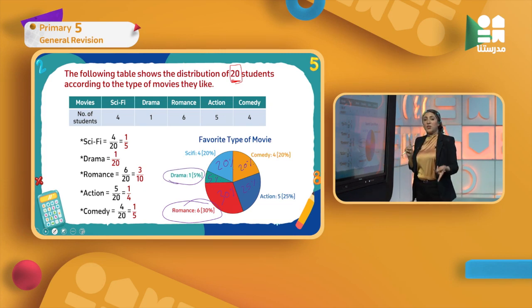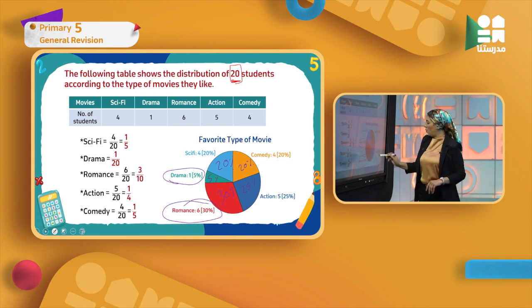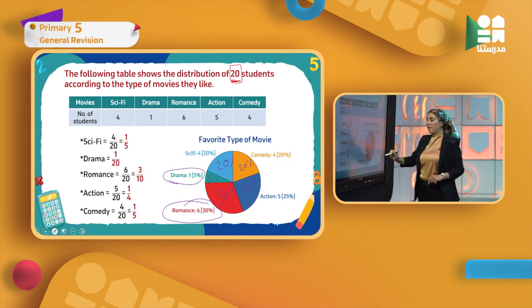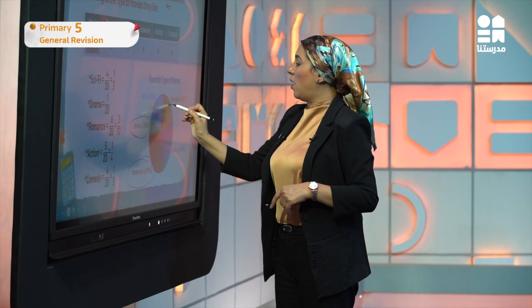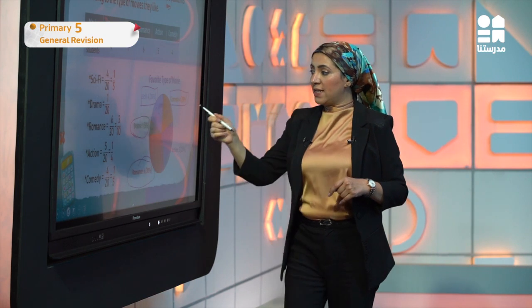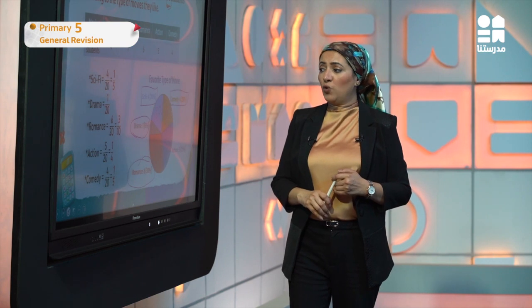What are the two types that are liked equally? I have two types that the students like with the same percentage. Let's check. We already dealt with romance and drama. What else do I have? I have action, comedy, and sci-fi. Action 25%, comedy 20%, and sci-fi also 20%. So the two types which are liked the same are comedy and sci-fi. Each of them has got 20%.